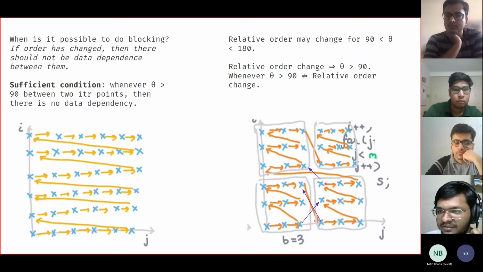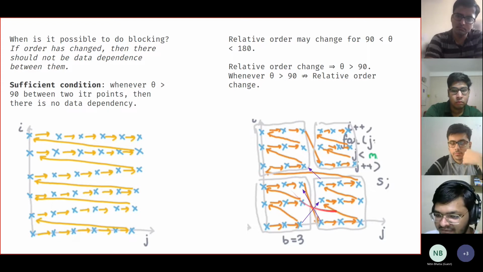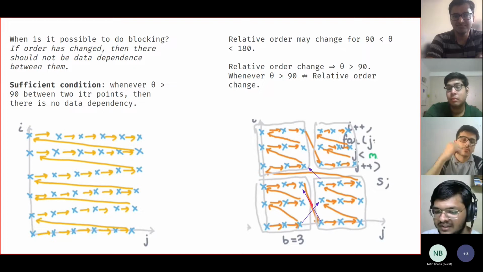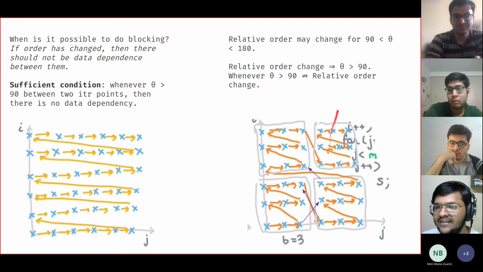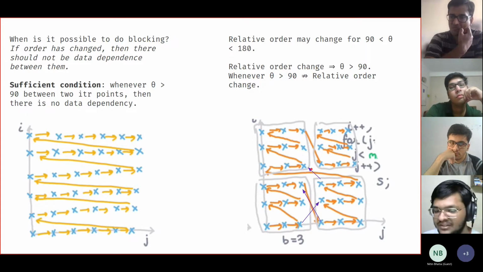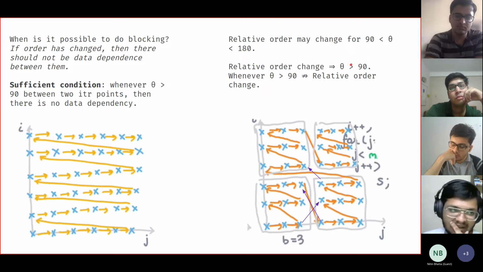So what we can see overall is that whenever there is a change in the execution order in the blocking, whether you consider this point or this point, it is likely that theta is greater than 90 there. But whenever theta is greater than 90, we can't say that the relative order changes. But whenever the relative order changes in blocking, theta is surely going to be greater than 90.